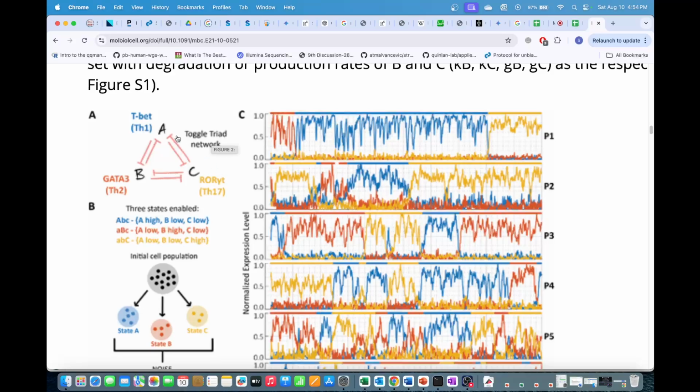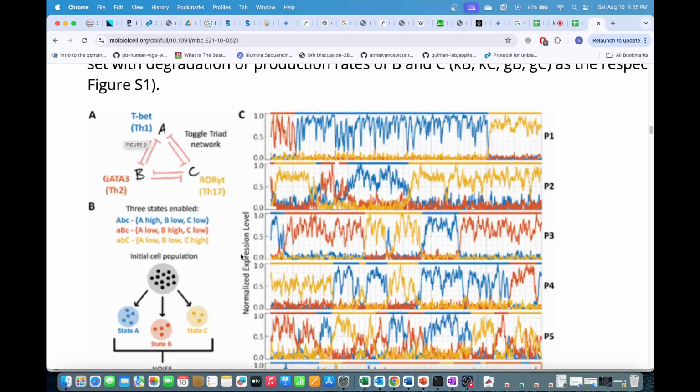So A, B, C are three different T cell types. So there are T cells, but T cells also have different types of division. So T cells have specific T cell types as well. So TH1 is one cell type, TH2 is another such cell type, and TH17 is another such cell type. Okay. So what we saw is basically these cell types, TH1, TH2 and TH17, they had some master regulators.